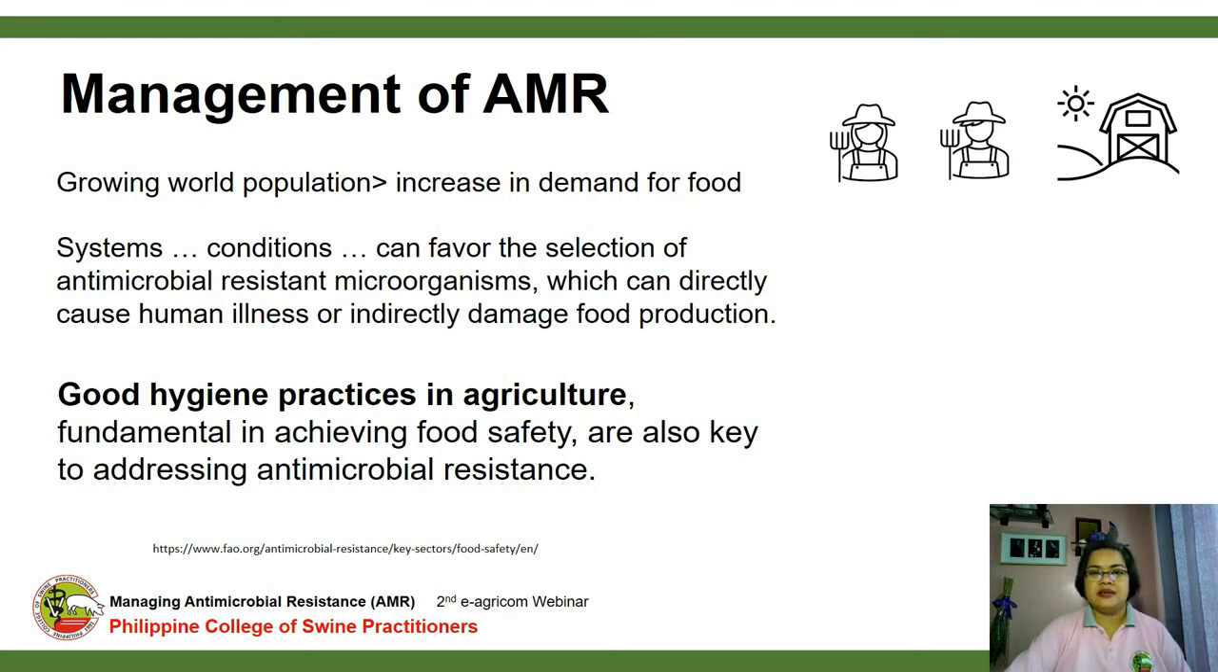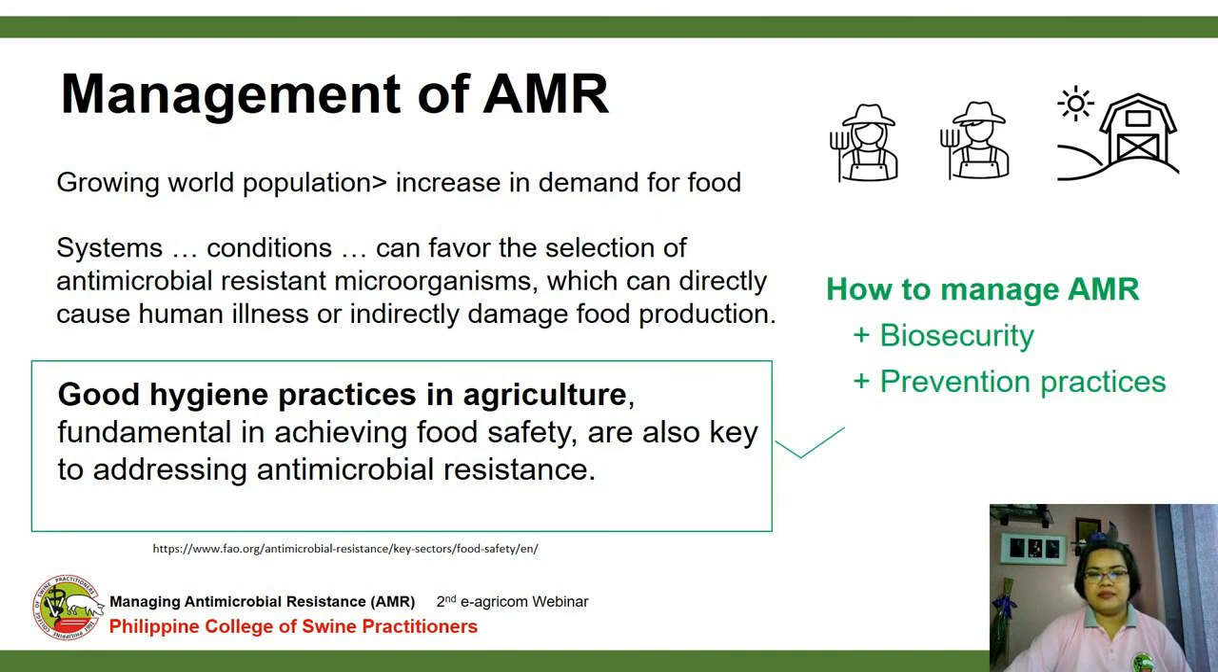One of the things that farmers can do, that veterinarians can help with, is establish good hygiene practices in agriculture. This is fundamental in achieving food safety and is key in addressing AMR. Biosecurity and other prevention practices are something that we have the power to do for our farms.